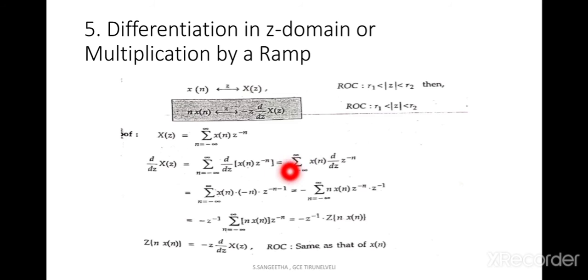Next we take x(n) outside. Next we have d/dz of z^-n, so we take -n as a multiplication into z^-n-1. Solving this, we get x(n) z^-n. Next we write separately z^-n into z^-1. By solving this equation we get -z d/dz X(z). The region of convergence is the same as that of x(n). Hence the differentiation in z domain theorem will be proved.